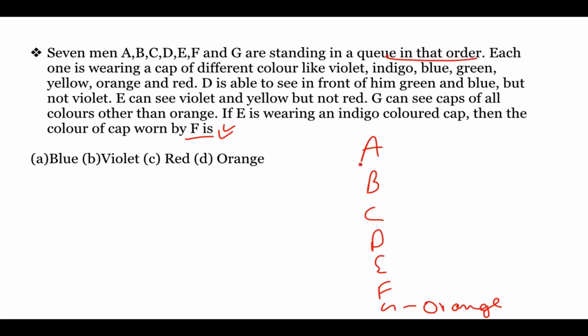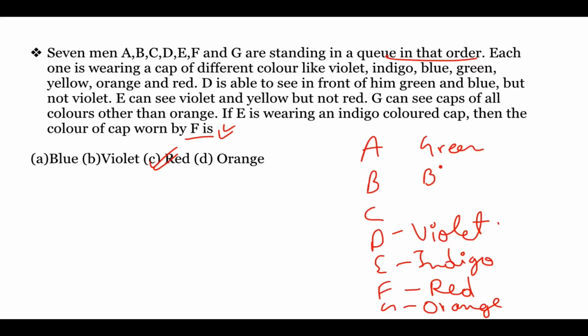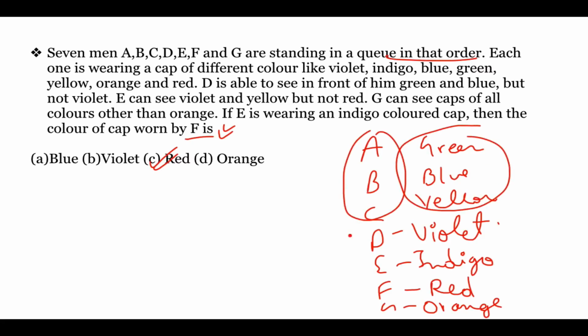Now if E is wearing indigo, and E can see violet and yellow but not red, so obviously F is wearing red. There is no doubt about it. So the answer is C. But further, if you want to solve the entire thing, D is able to see in front green and blue but not violet, and E can see violet. So obviously D is wearing violet. There is no doubt. So the remaining 3 colors are not seen. So it can be green, it can be blue, and the final color which is left is yellow. So the answer is this. These 3 are not decided, but these 4 are definitely decided.